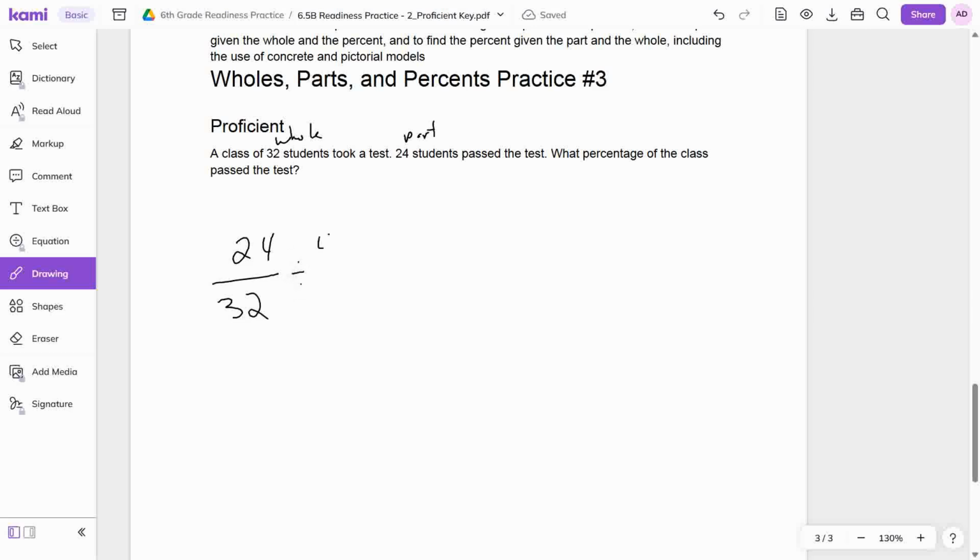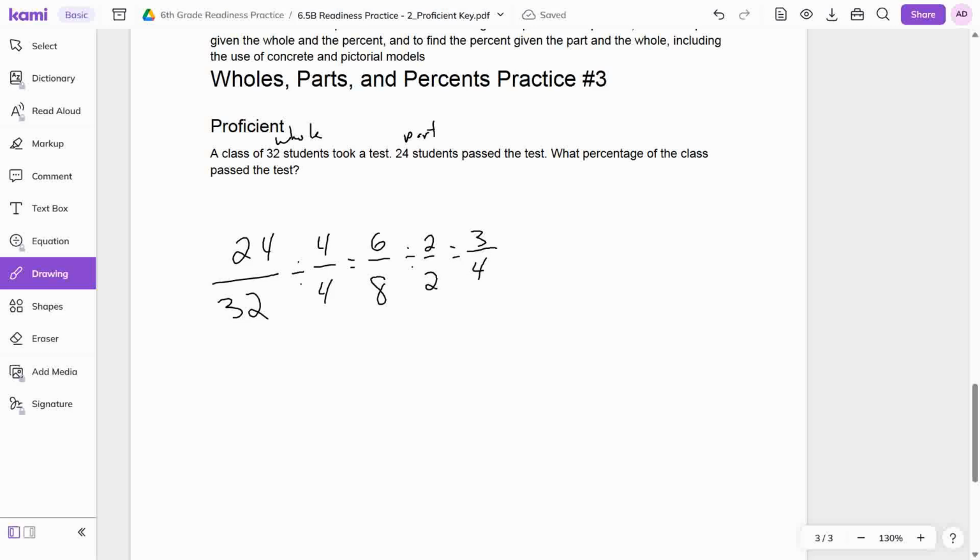Let's divide this by 4s, and we're going to get 6, and then we are going to get 8. All right, so we could have divided by 8 because we are not done yet. That's going to be 3/4.